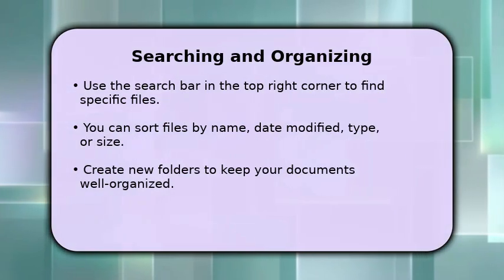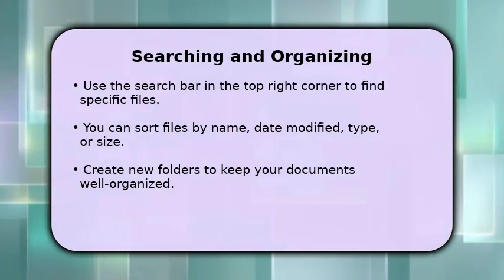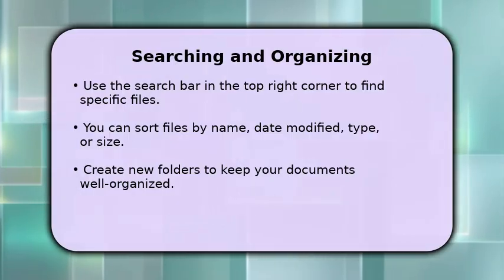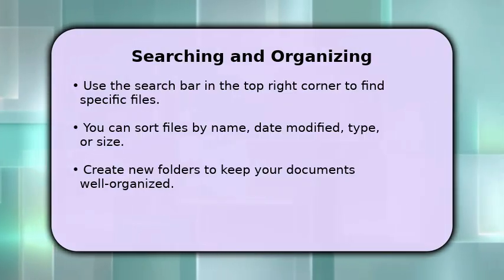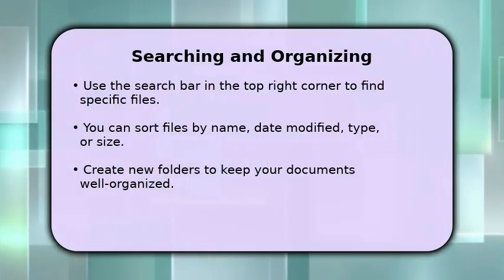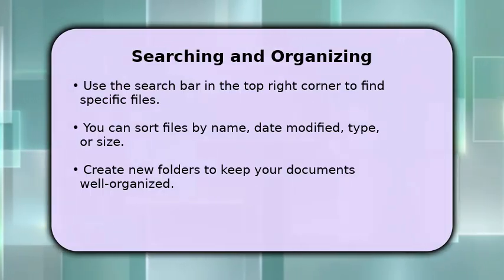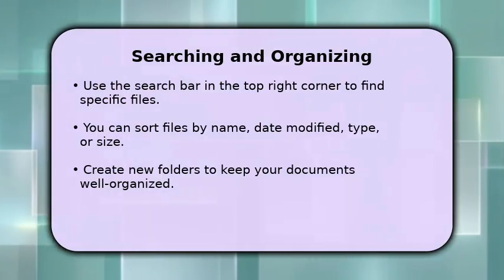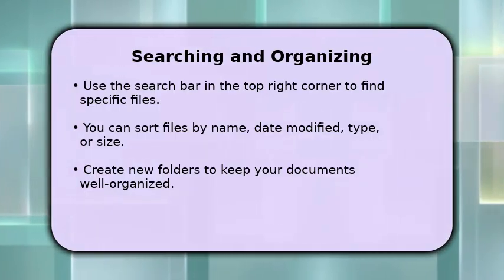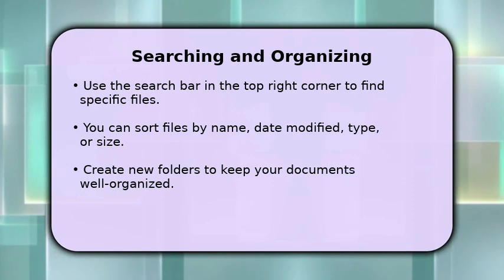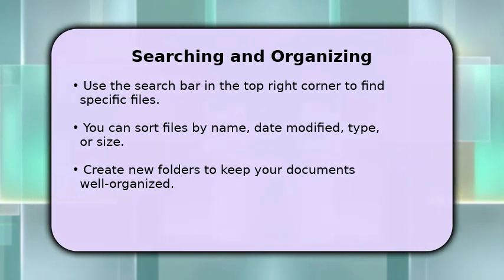Finding what you need and keeping things tidy is easy. Use the search bar in the top right corner to quickly locate files by name or content. You can also organize your view by sorting files by name, date, type, or size using the View tab. To maintain order, create new folders by right-clicking in an empty space, selecting New, and then Folder. This helps keep your digital workspace efficient and clutter-free.